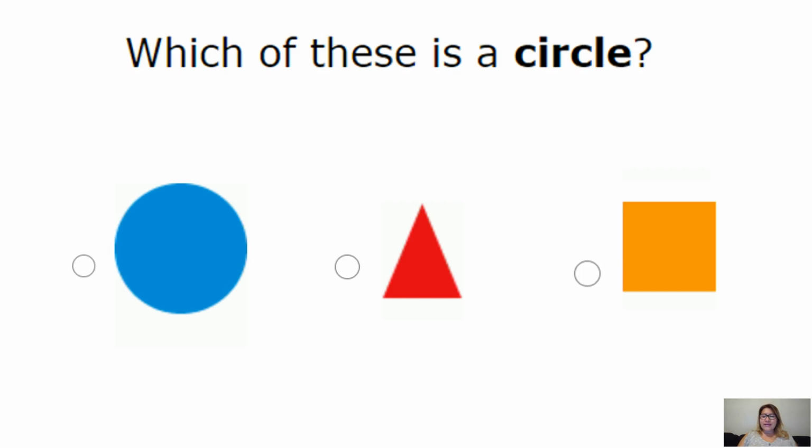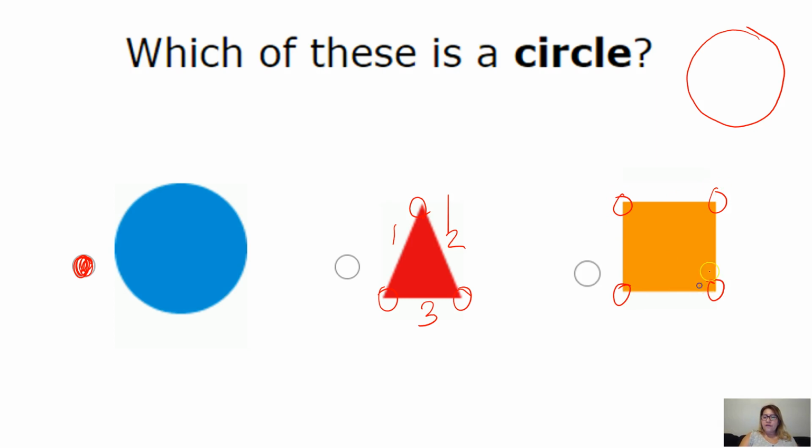Which of these is a circle? Okay, remember the circle is round and has no vertices. Okay, so does the first one have a vertice? No, it does not have a vertice, and it goes all the way around. So this one is the circle. This could not be the circle because it has 1, 2, 3 sides and 1, 2, 3 vertices. And this one has 1, 2, 3, 4 vertices and 1, 2, 3, 4 sides.